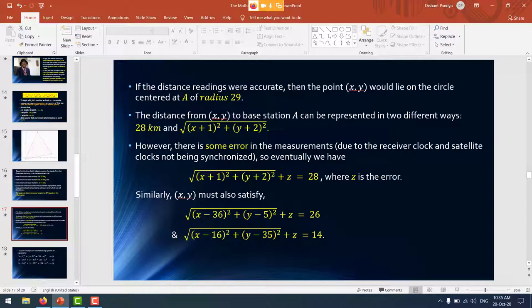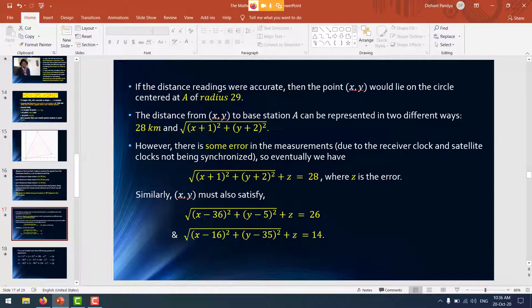Now the distance formula that you have already studied in 12th standard, the normal distance formula, gives you the square root of (x plus 1) square plus (y plus 2) square, and you are referring to base station A. Already you know that this distance should be 28 kilometers, right? So you have one equation here: the square root of (x plus 1) whole square plus (y plus 2) whole square. And you see here, we are taking into account the error which is also generated on the basis of this machine or equipment. Therefore, I'm adding that error here, plus z, and then I will have the output as 28.